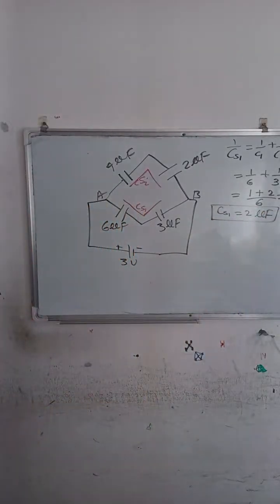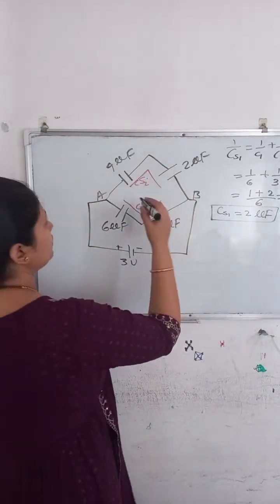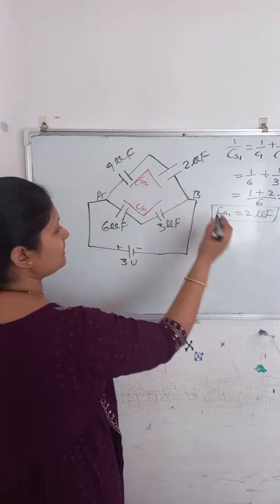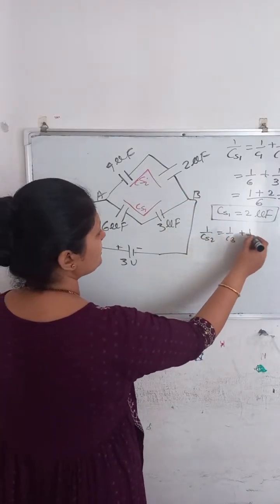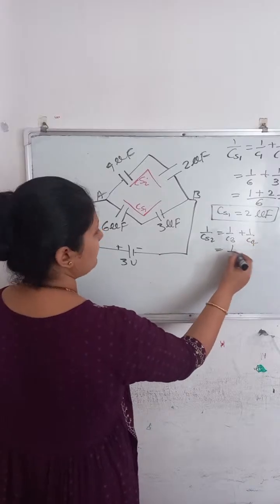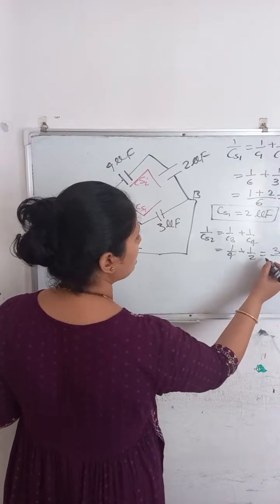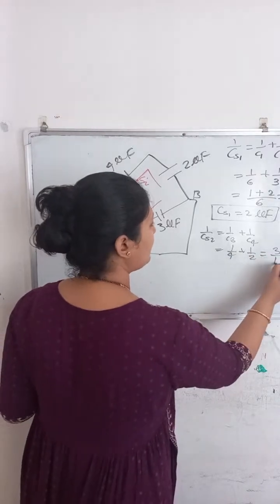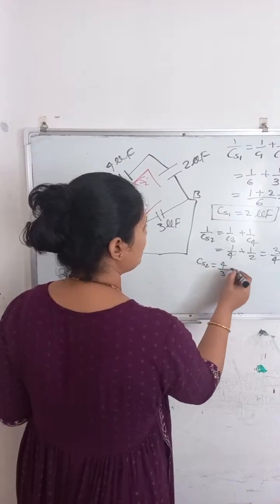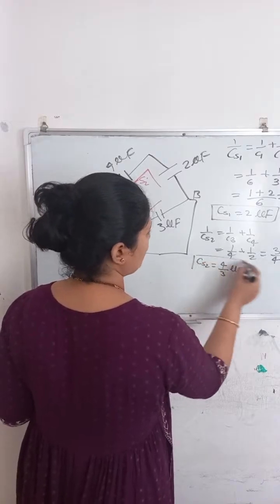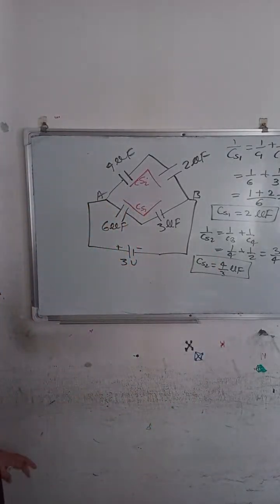Are you getting this? Then you can go for this arm. They are again connected in series. So 1 upon CS2 is equal to 1 upon C3 plus 1 upon C4. So 1 upon 4 plus 1 upon 2, that is 3 by 4. So CS2 is nothing but 4 by 3 microfarad. This is not a complete answer. These are the steps I did.